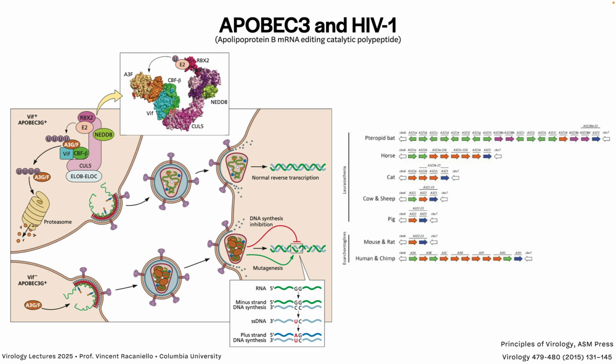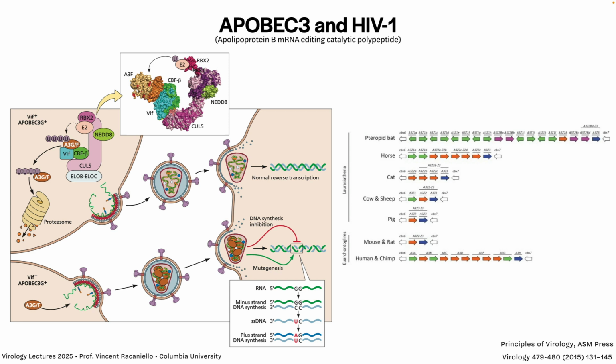And one of them is VIF. They have accessory roles. What VIF does, it targets ApoBec to the proteasome for degradation. So the proteasome is the garbage disposal of the cell, chops up proteins. In order to do that, the protein has to be ubiquitinated. It has to be conjugated to a molecule called ubiquitin, shown as U here.